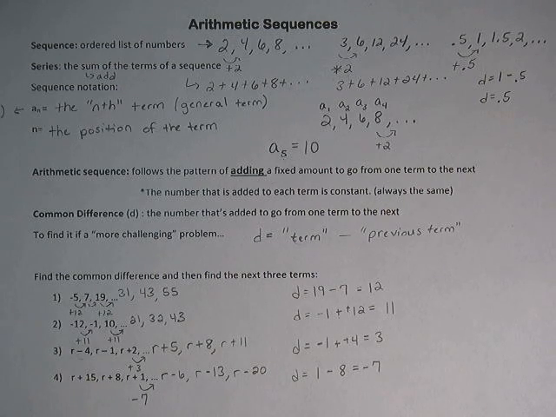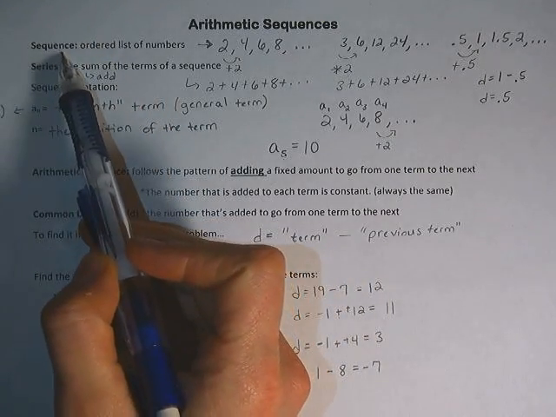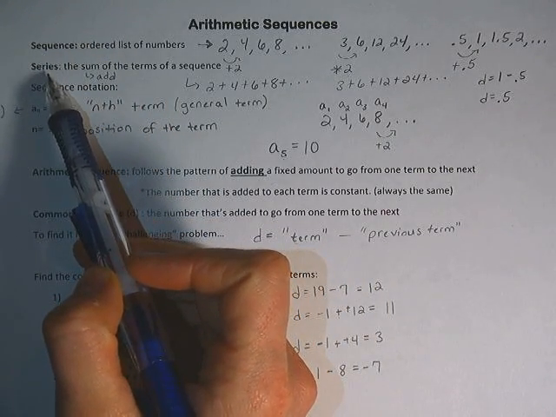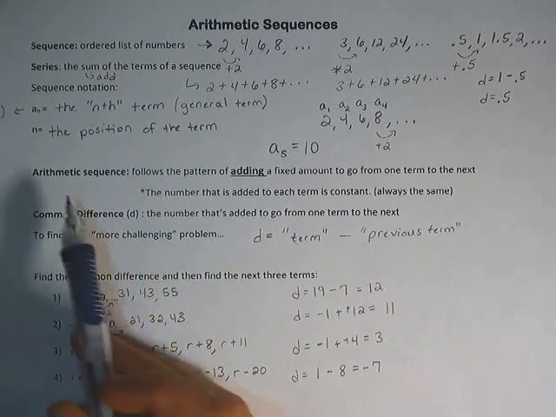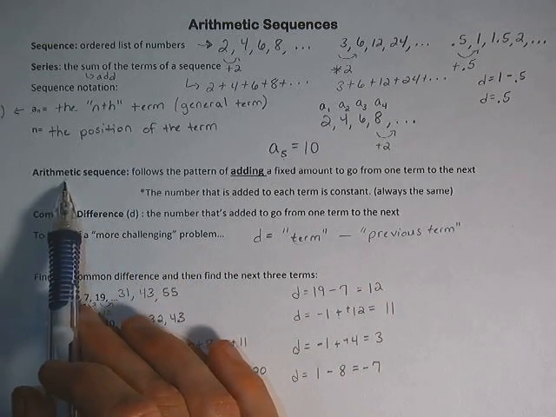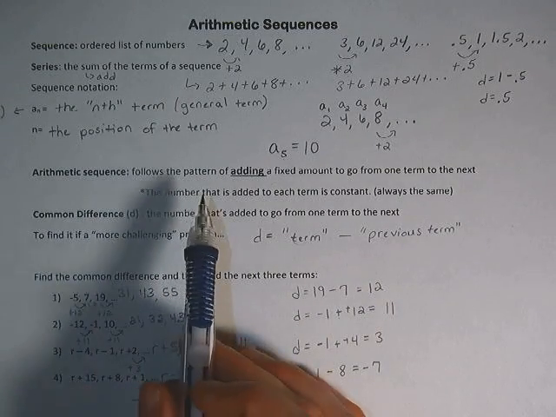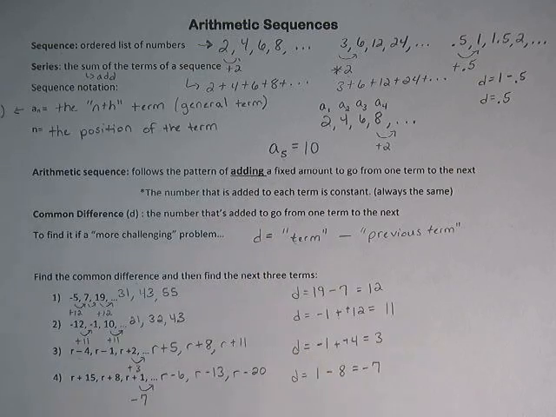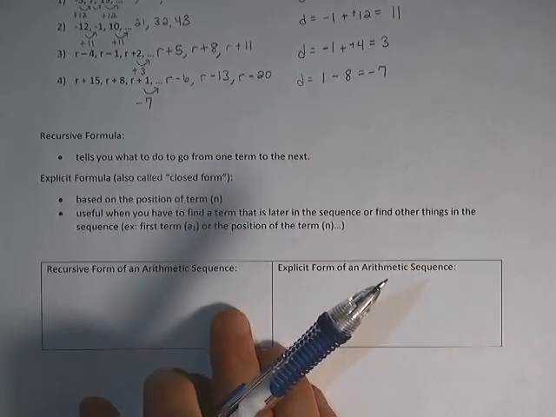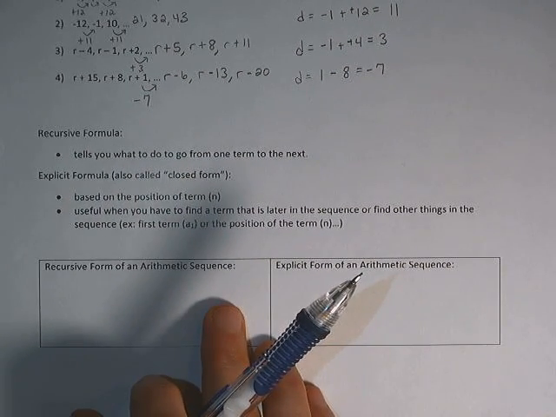All right, in the last video, we talked about the basics of what a sequence is, what a series is, and then we started talking about this arithmetic sequence. And remember, arithmetic is where you're adding a fixed amount to go from one term to the next. Now, we are going to talk about the different ways of writing a sequence.